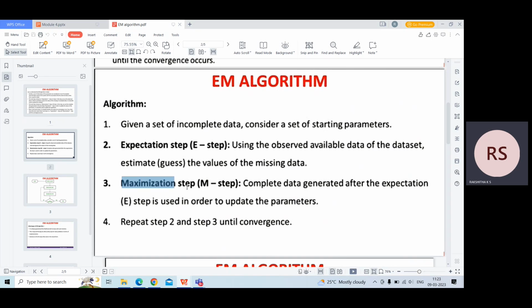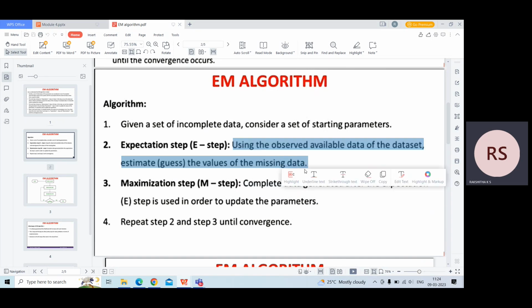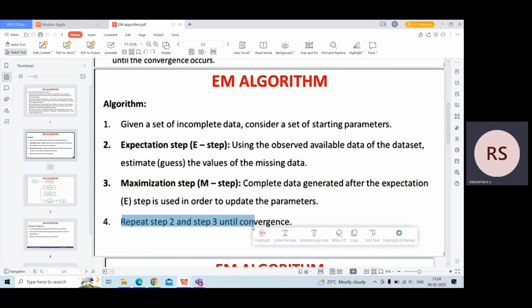And next we're going to see the maximization step. In this maximization step, we complete the data generated after the expectation. Whatever data we have generated using the expectation step, that data is generated after step 2. And again, we update the value and repeat step 2 as well as step 3 until convergence.